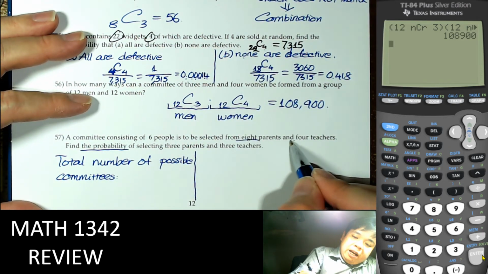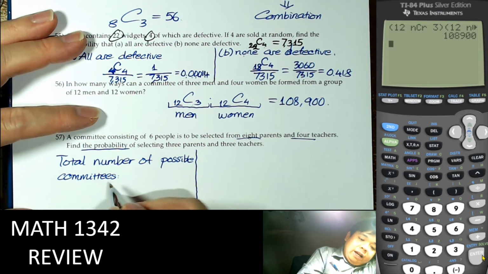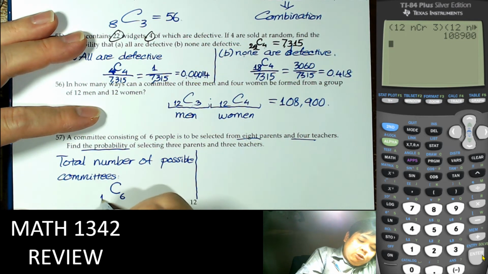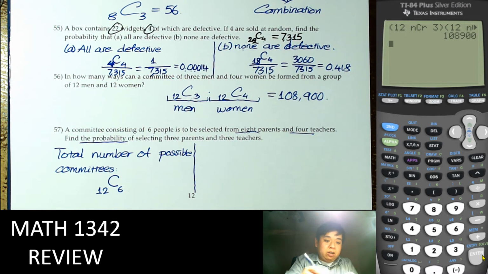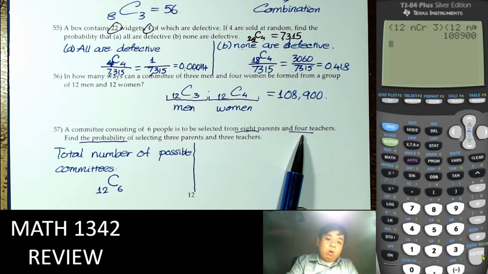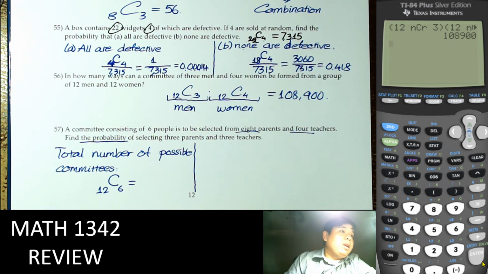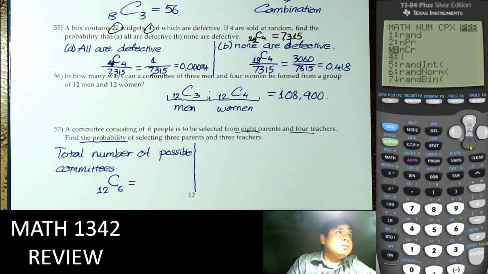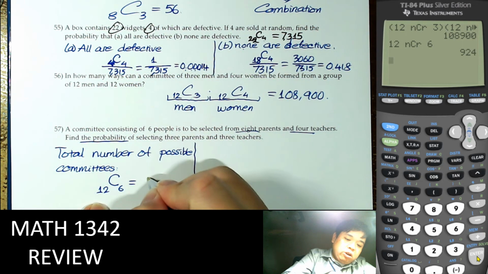from 8 parents and 4 teachers. So total will be 12, and the committee will just select 6 out of 12. So this is the total number of possible committees regardless of the restriction of how many teachers, how many parents have to be in there. We just select 6 people out of 12. So that could be all parents or 4 teachers and 2 parents. Could be any combination. But this is the total possibility. So I have combination of 6 out of 12, that's 924.